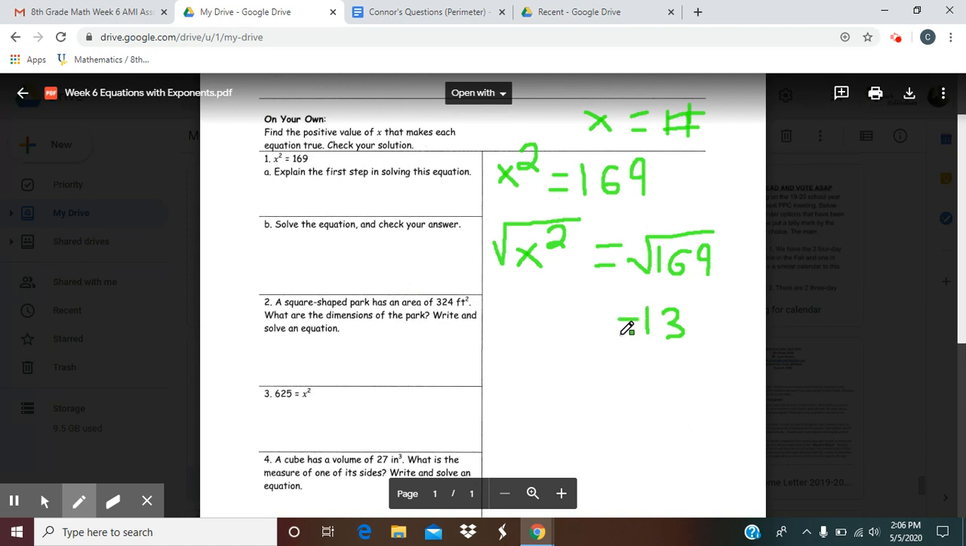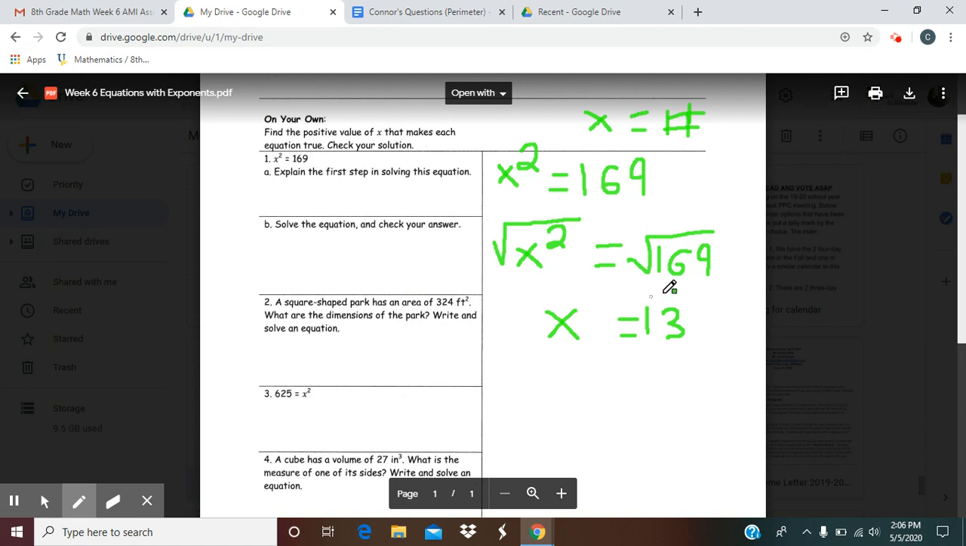So 13 is equal to, now on the left side, this is what I want to bring up again. When I have a square root sign and a 2 as an exponent, these will cancel out. And all that will be left is x.